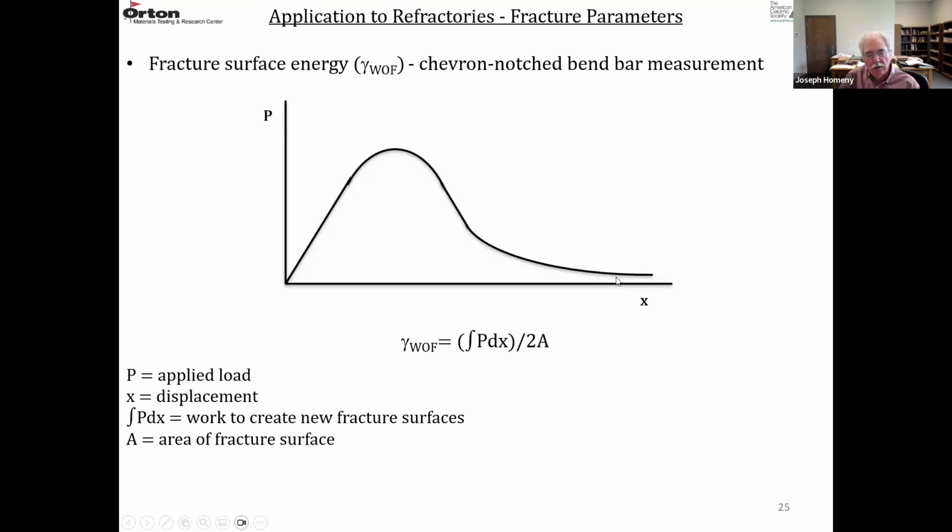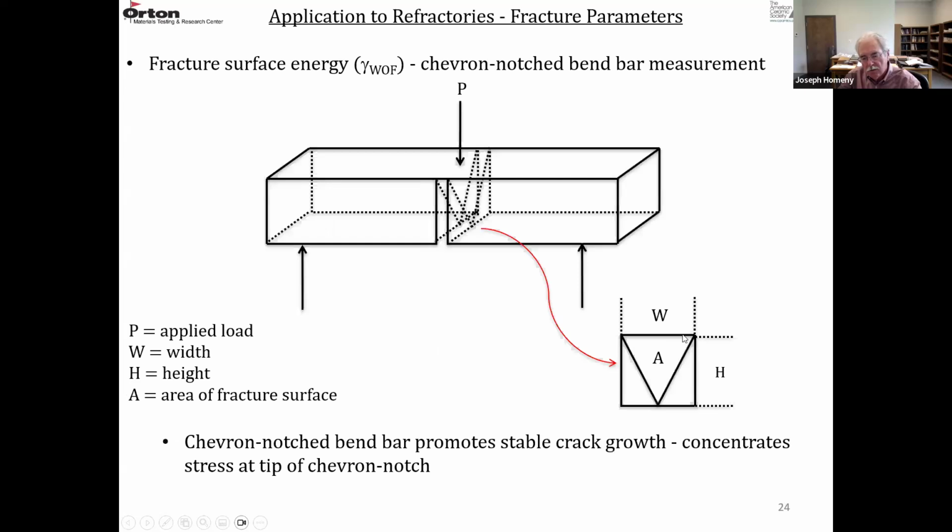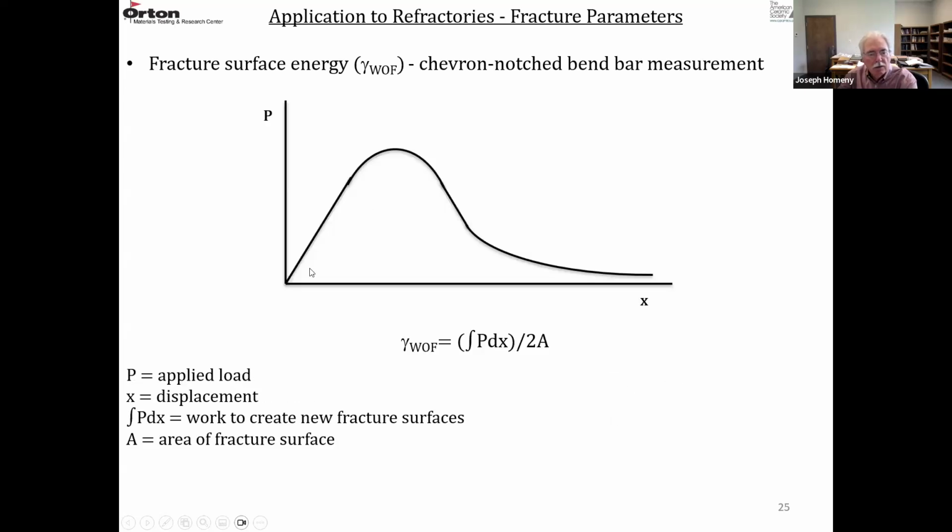The area under this curve is this integral PdX. You measure the area under the curve, and then you measure the area of those triangles, and you can get the work of fracture. Again, P is the applied load, X is the displacement. This integral PdX is the work to create the new fracture surfaces. It's the area under this curve, and A is the area of the triangle in this chevron notch. In a material that has high work of fracture, you're usually running at a very slow crosshead speed. It may take a half hour to an hour or even more to generate a curve like this, so it takes some time.